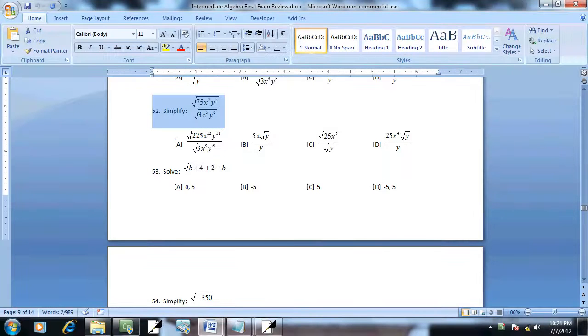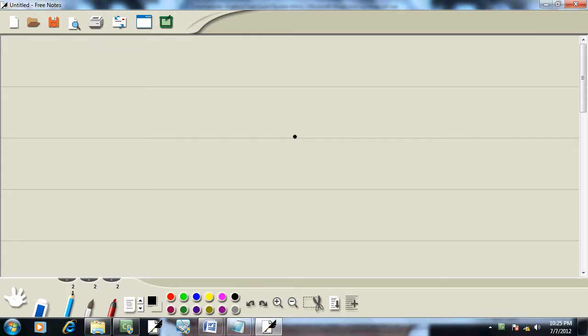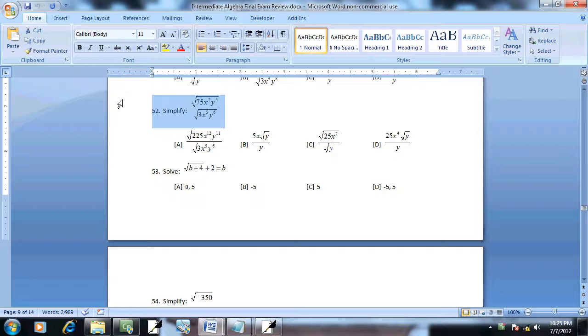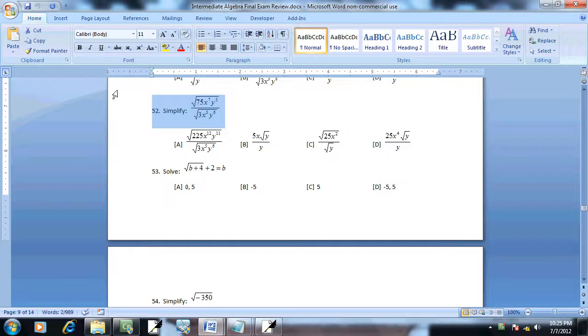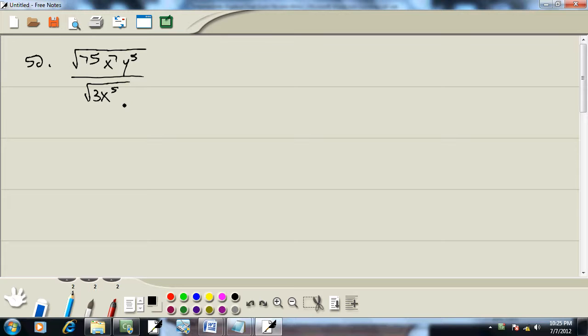Let's take a look at 52. This is another example of where you can merge them into a single fraction and make it a little bit easier. So I got 75 x to the 7th y to the 5th over 3x to the 5th y to the 6th.